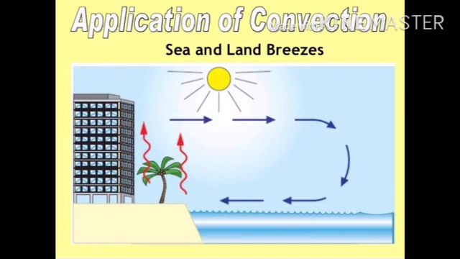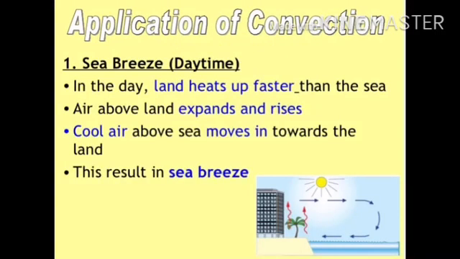Now the applications of convection. Sea and land breeze. Sea breeze, daytime. In the daytime, land heats up faster than the sea. Air above the land expands and rises. Cool air above the sea moves in towards the land. This results in a sea breeze.